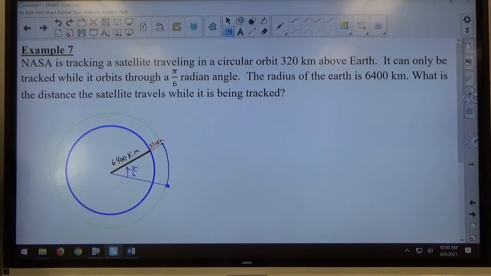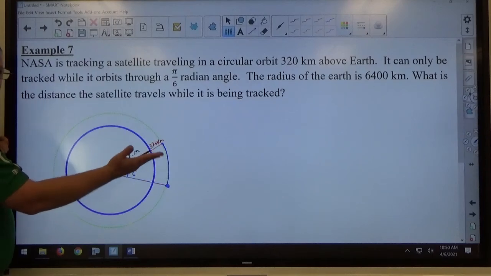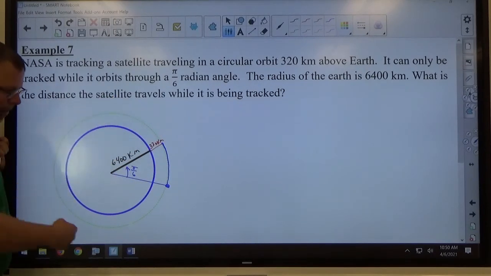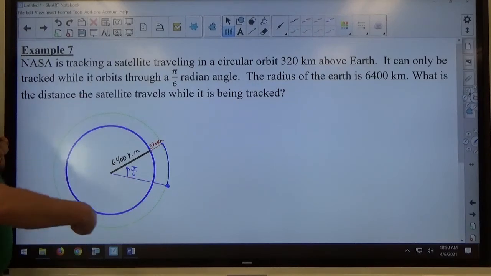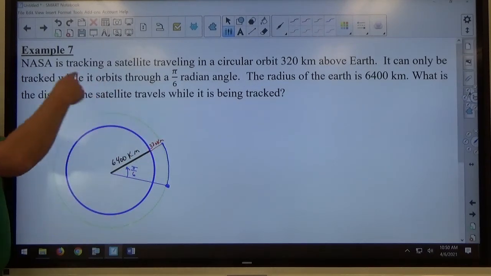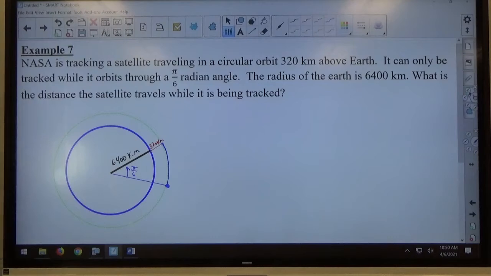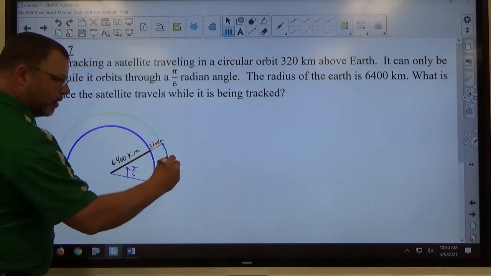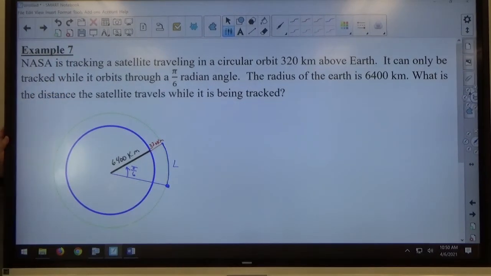It's outside of its radar range or whatever they're using to communicate with the satellite. All right? So as it's over America, they're tracking it. When it gets outside of America, all the way around here, they have no idea what's happening with the satellite until it gets back to this point. It keeps going around the Earth. So that's what's happening in this problem. What is the distance the satellite travels while it's being tracked? So basically it's asking for the length of this piece right here. And that's just an arc length problem.